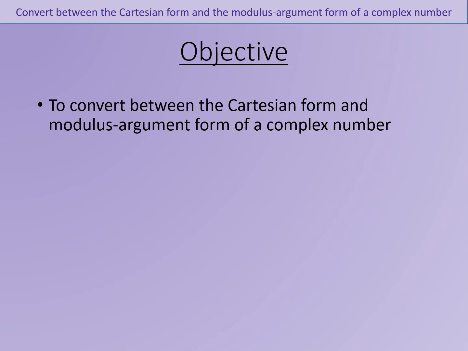So the modulus is the distance away from the origin that the complex number is on the Argand diagram. The argument is the angle that it makes with the positive x-axis. So we're going to look at how we can express numbers in that form and how we can convert between Cartesian and modulus argument form.